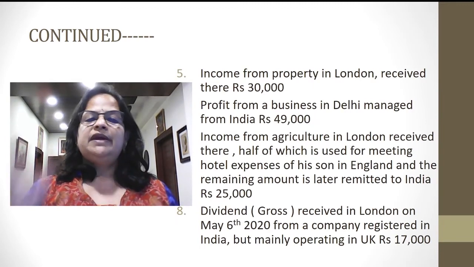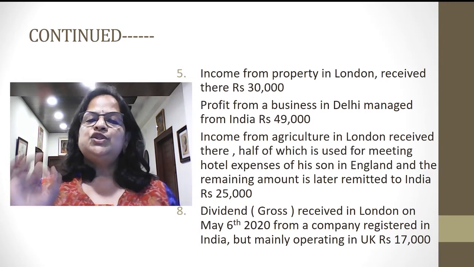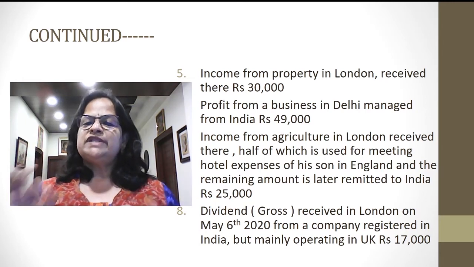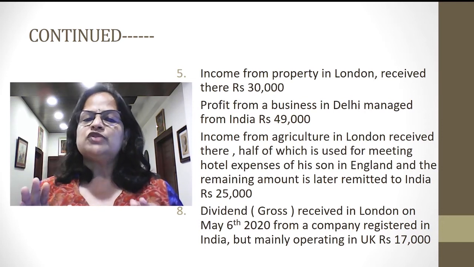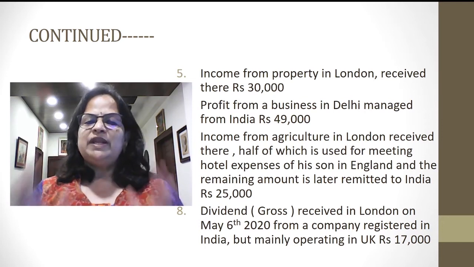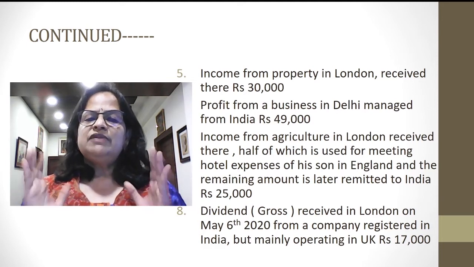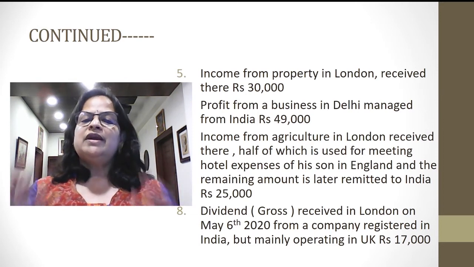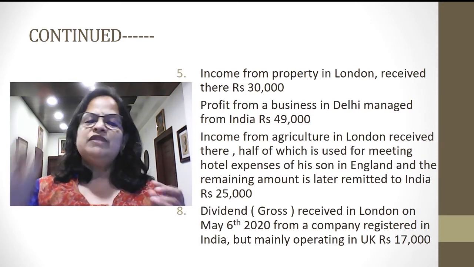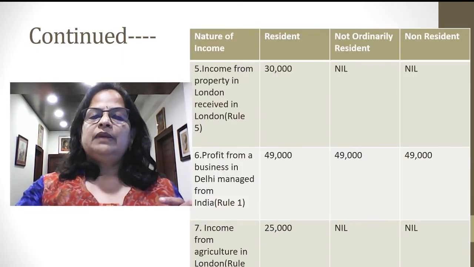Point number 7, income from agriculture in London received there. Half of which is used for meeting hotel expenses of his son in England and the remaining amount is later remitted to India, rupees 25,000. I told you how he had spent the amount we will not consider. That is not the concern of the income tax department. Your income you can spend the way you want. But we are concerned about the amount he received which he has to pay tax. So 25,000 we will see.